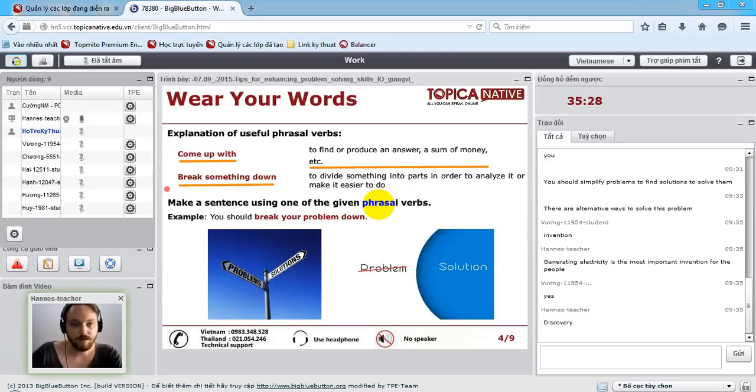And the second one, to break something down. Basically exactly like it says, to divide something into parts in order to analyze it or make it easier to do. We need to break this idea down so we can understand it, for example. Or you should break your problem down. So come up with and break something down. Choose any you want and make a sentence using that phrase.